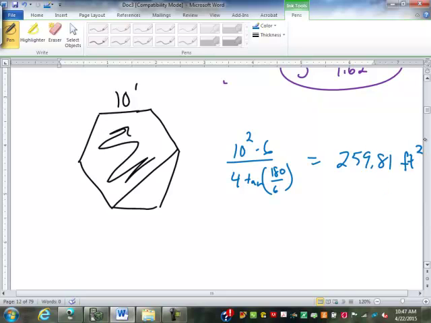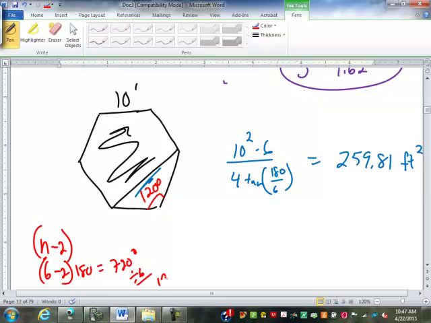Now that would be the whole thing. We're missing this area here. We know that this angle here is 120 degrees. How do we know it's 120? That's a regular hexagon. So being a regular figure, it's n minus 2, so 6 minus 2, times 180, which is 720 degrees total, divided by 6 because there are 6 angles, so it's 120 degrees per angle.